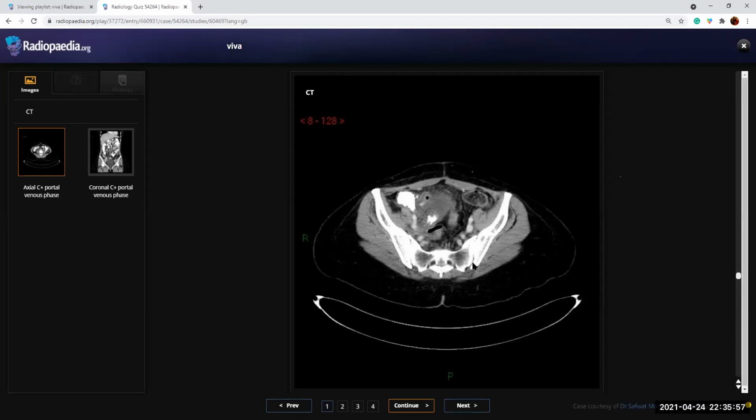Your thought process is good. But I mentioned, is it a male or a female? Female. Female. So I'm just giving you a clue. Do you want to have a look at the pelvis again? Okay.